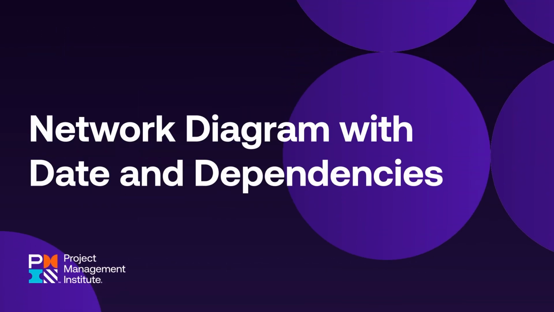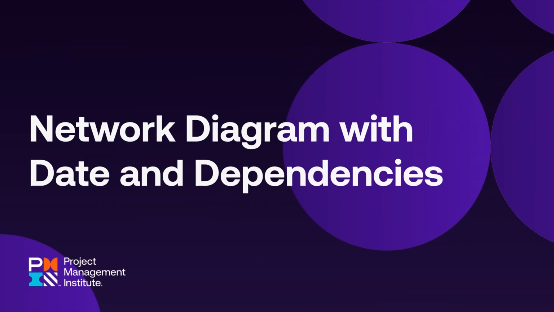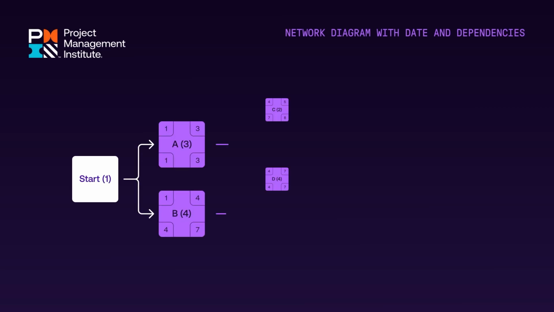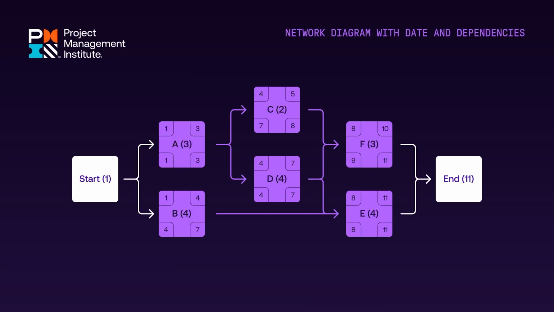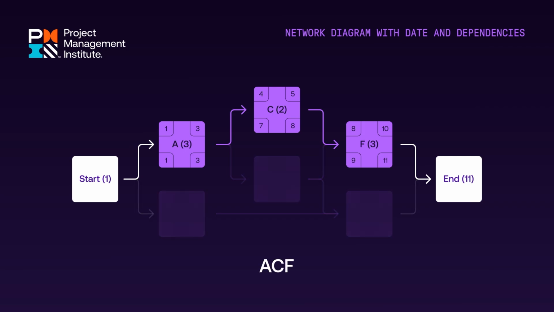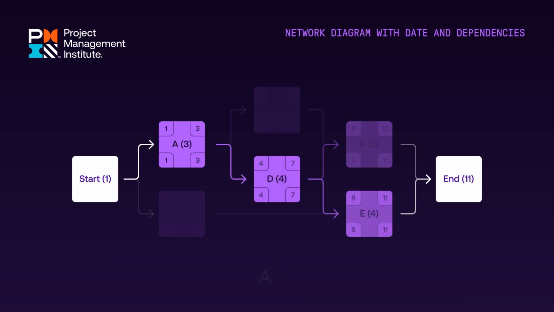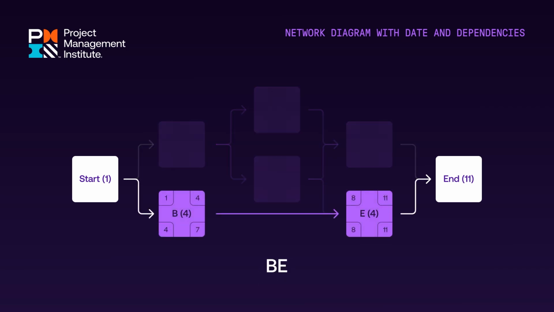Network diagram with date and dependencies. The first step would be to draw the diagram for the various activities, noting their predecessors with arrows. This will show the number of paths in the project. In this case, there are 4 potential paths: ACF, ADF, ADE, and BE.